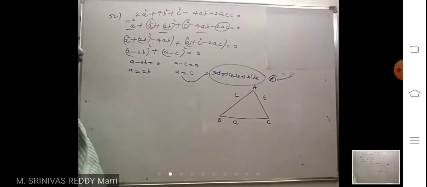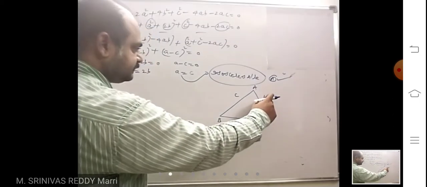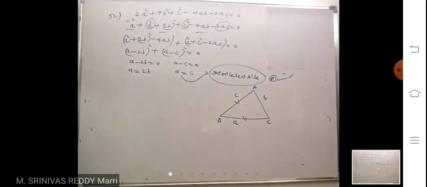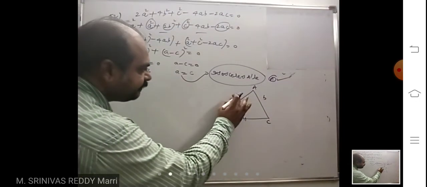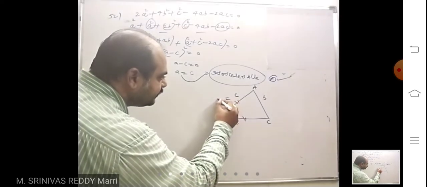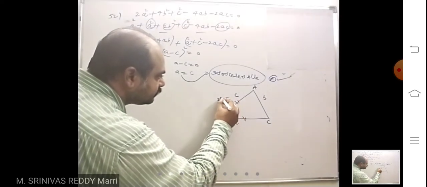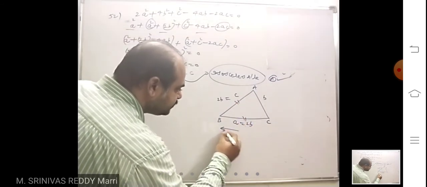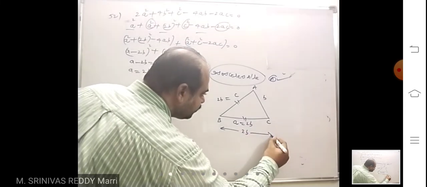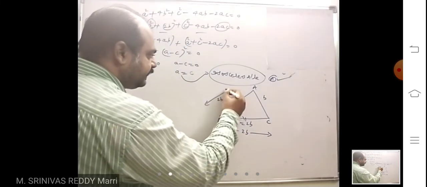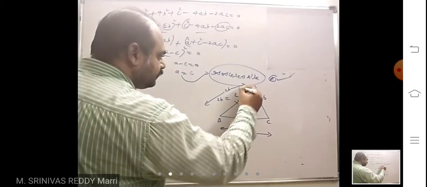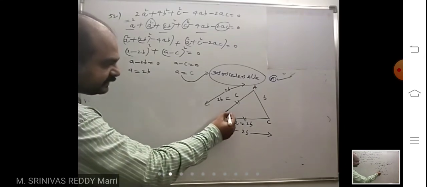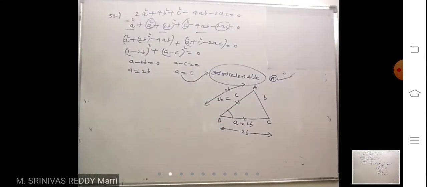Now he has given that A equal to C, that means these two sides will be equal. That means this length is also 2B. So this C is 2B and A is also 2B. That means this side you will take as 2B, right? This side you will take as 2B, right? This side is B. Now you can calculate this angle.